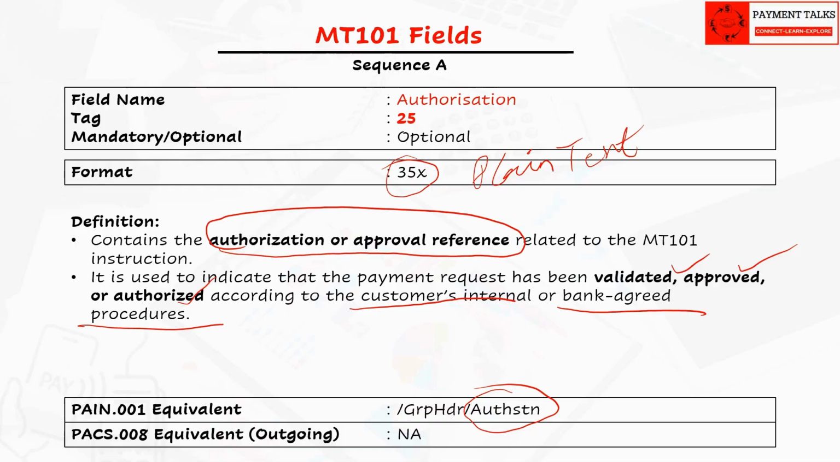Please note that this is not a technical field of authorization. There is no equivalent field in PACS.008, as PACS.008 does not carry customer authorization data. With this, we finished the sequence A fields. Hope you have better clarity on the fields now.